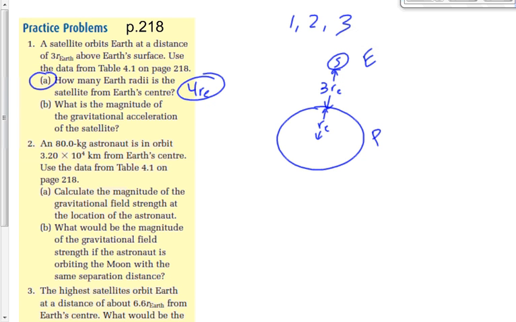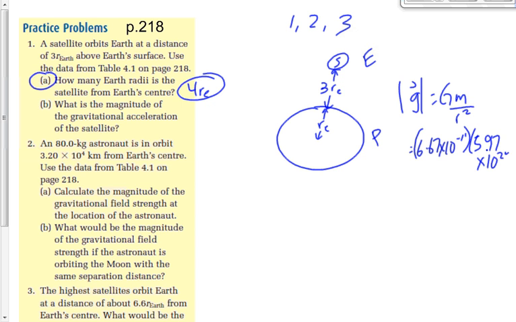But if you look at your data sheet, do you know more about the Earth or the satellite? The Earth. So let's use the producer equation since we know more about the Earth. g is equal to big G, m over r squared. 6.67 times 10 to the minus 11. The mass of the Earth is on our data sheet. I think it was 5.97, is that right? Times 10 to the 24. And the radius of the Earth, I think, was 6.38 times 10 to the 6.